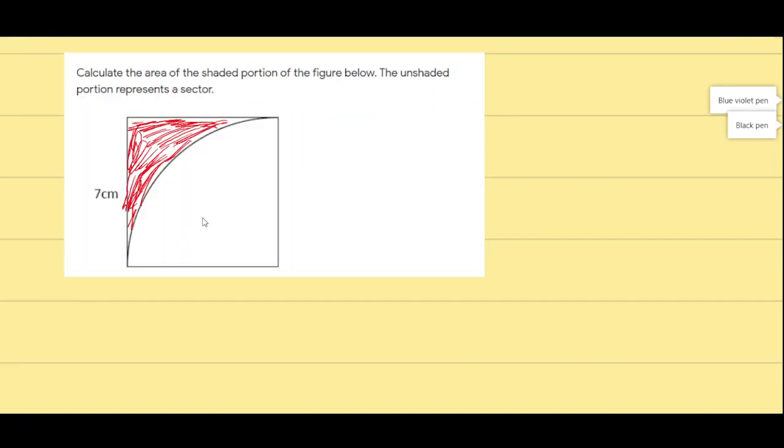We are asked to calculate the area of the shaded portion in the figure below. So the unshaded portion represents a sector. And what do they mean by a sector? That's what we have to find out first. This problem may look intimidating, but it's actually easy. Don't feel intimidated if you don't see why it's easy.